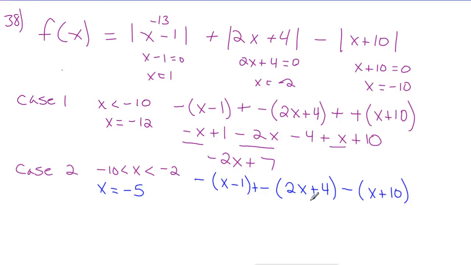So now I'm going to simplify this second part here. If I distribute this out, I'll get negative x plus 1 minus 2x minus 4 minus x minus 10. Now we're going to simplify this and combine our like terms. Negative x, negative 2x, and a negative x is going to give me negative 4x. Then we have a positive 1 minus 4, which is negative 3. Negative 3 minus 10 is going to give us negative 13. So there's the second part of our piecewise function.